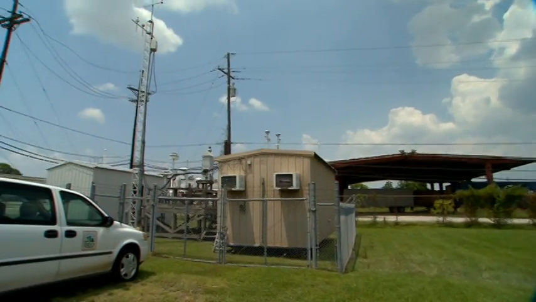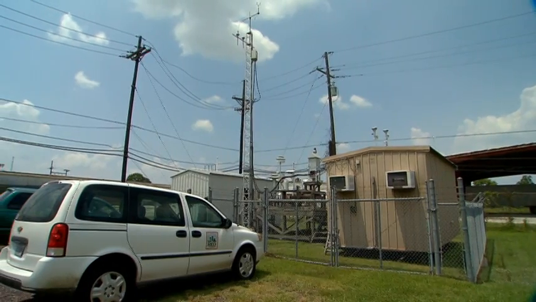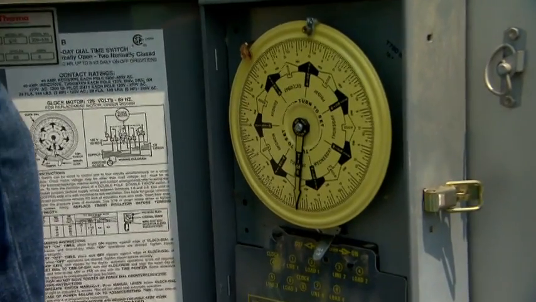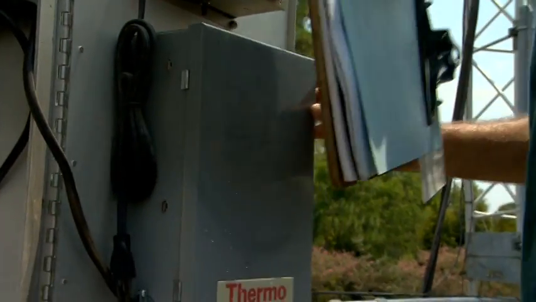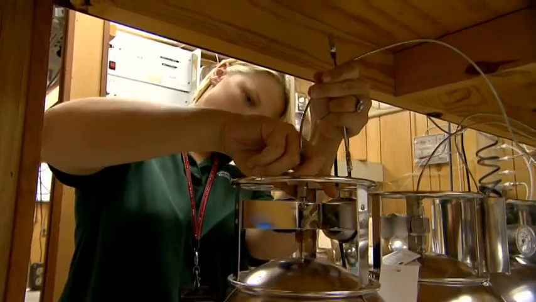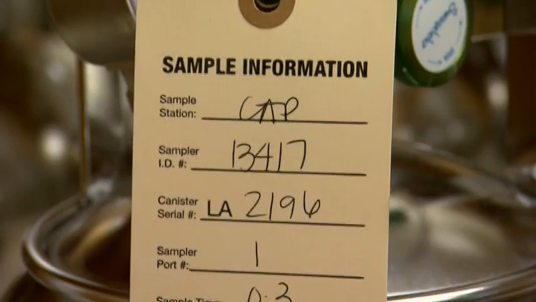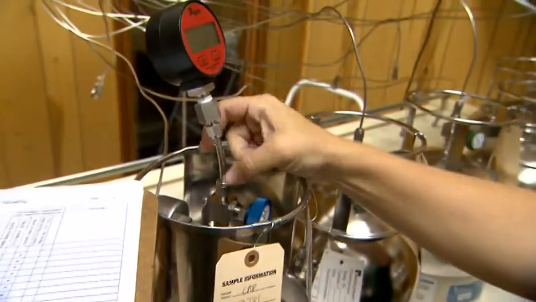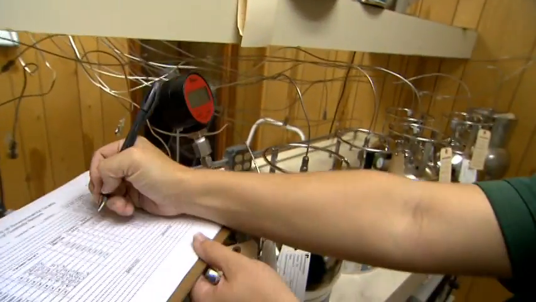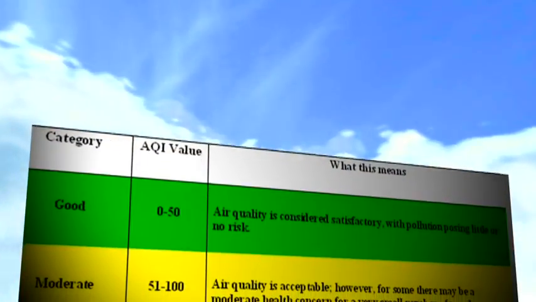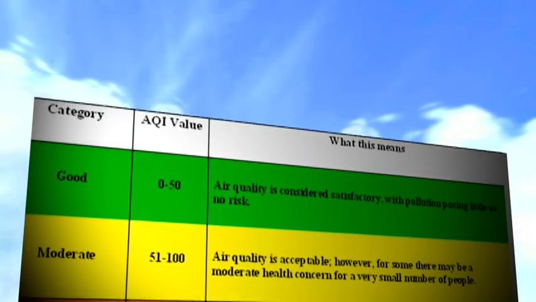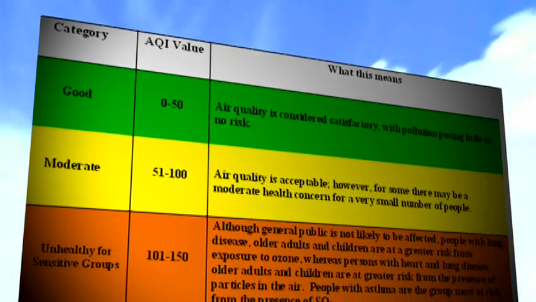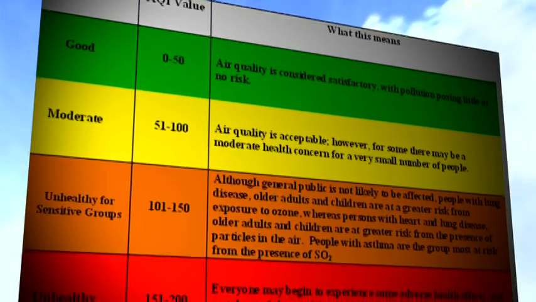Like other state environmental agencies, the Louisiana DEQ has more than 40 monitoring stations scattered throughout the state to detect pollutant levels in the ambient air. Data collected from these sites is used to help the state maintain compliance with national ambient air quality standards. The data are also used to report the Air Quality Index, or the AQI, which includes measures of ozone and particulate matter. The index is color-coded with green being the best possible scenario and purple being the worst.